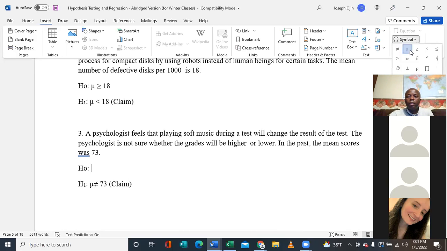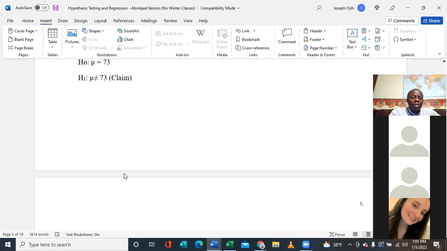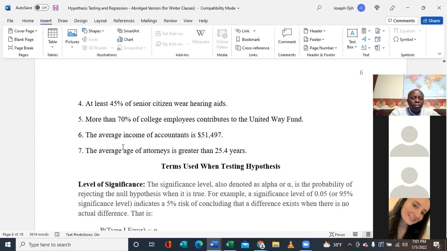So the mean is equal to 73. So the claim is not always in the alternative. The claim can also be in the null. Let me see if I have an example like that.